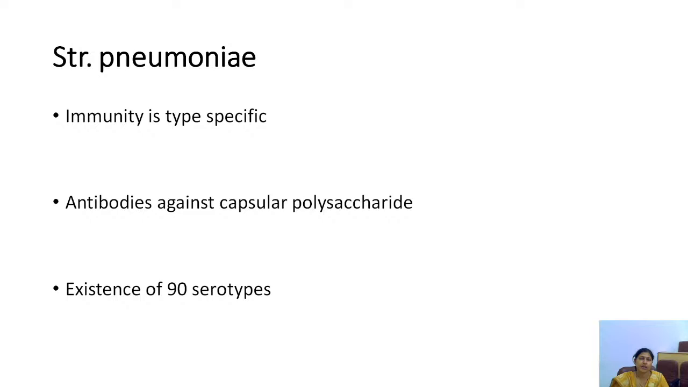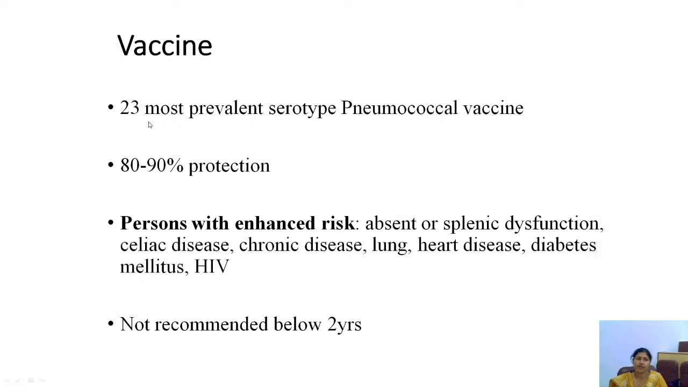Coming to the Strep pneumoniae. Strep pneumoniae is a capsulated gram-positive diplococci, and the serotypes are distributed from 0 to 90. Immunity against this streptococcal pneumonia is type specific, that is, every capsular type has different immunity. Antibodies against the capsular polysaccharide are raised when there is infection. That's why they targeted this capsular polysaccharide as a part of the vaccine.